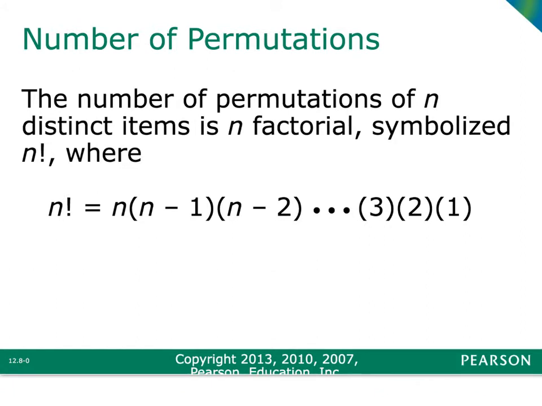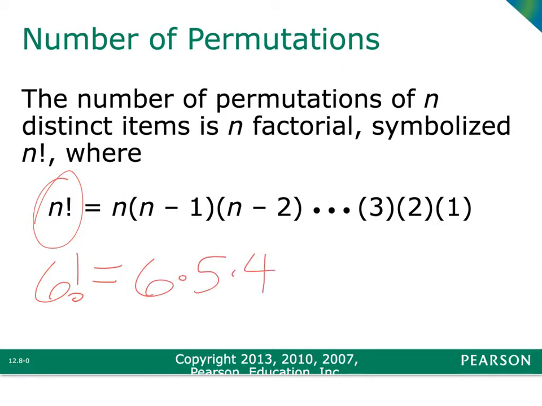The formula for permutation uses a symbol called a factorial. A factorial looks like an exclamation point, and it tells you to multiply all the numbers from the number you started with down to 1. So for example, if I asked you to do 6 factorial, I would want you to take 6 times 5 times 4 times 3 times 2 times 1 and multiply that together. Just so you know, your calculator does have a factorial button. I can show you how to access that really quick.